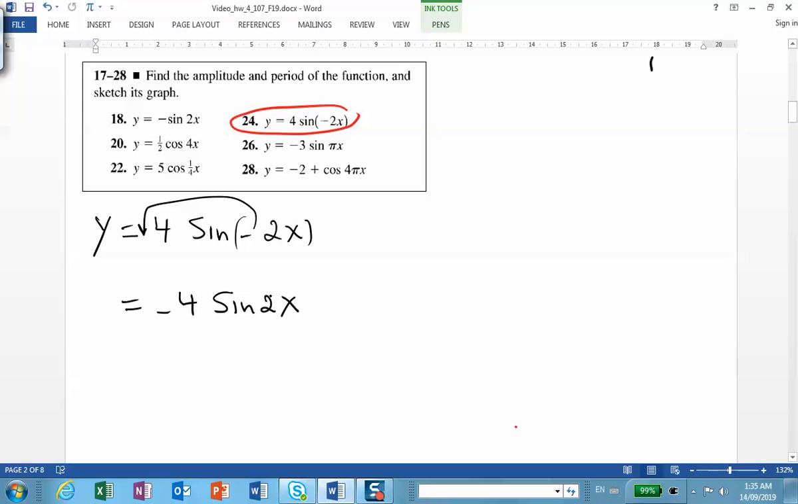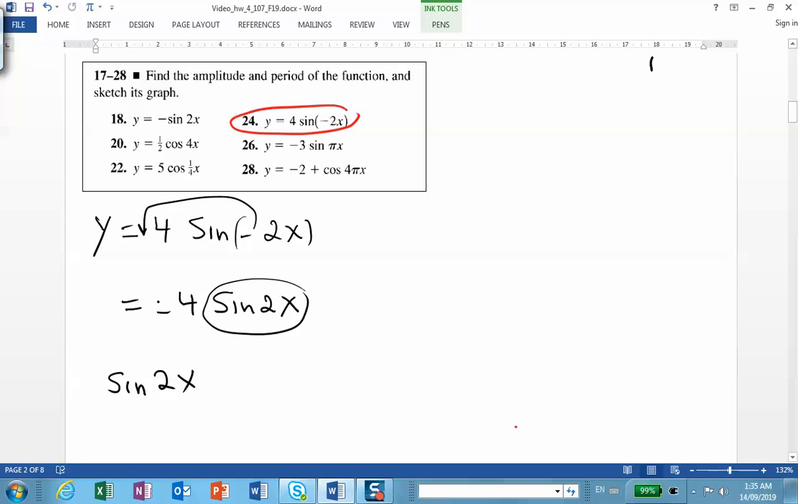Now, in order to draw this, first I will draw this guy. In other words, my first task is plotting sine of 2x. Once I do this, then I'm going to multiply it by 4 to get the 4 sine of 2x, and then I multiply it by minus, in other words, mirror with respect to x-axis to get the final curve.